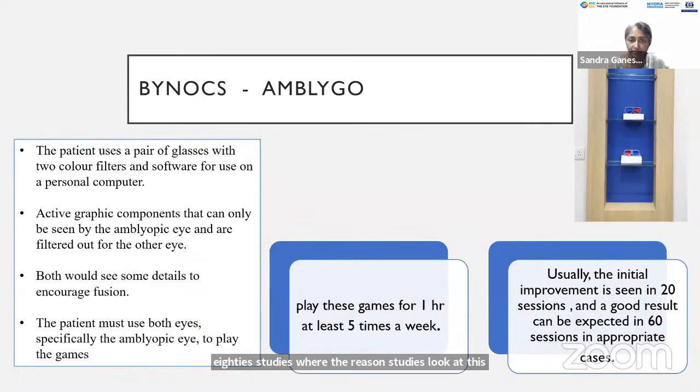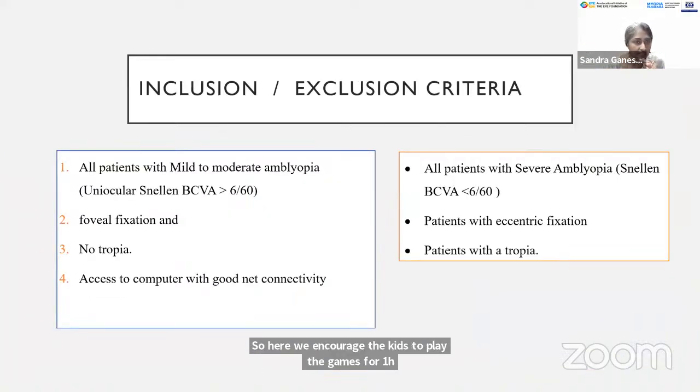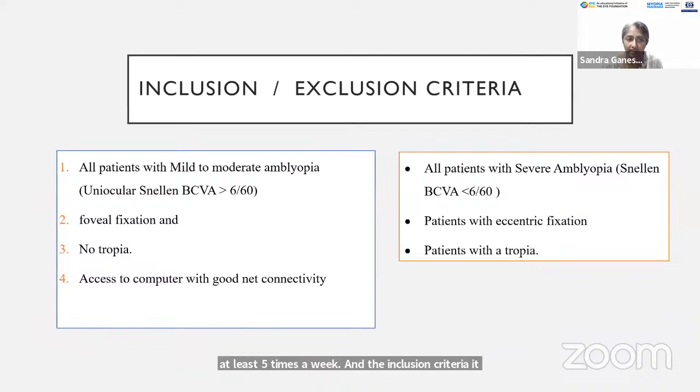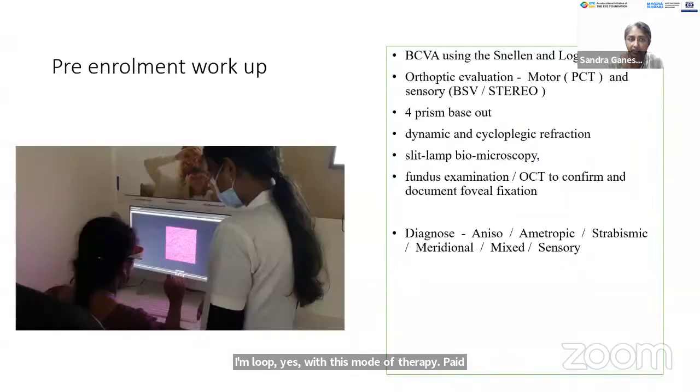My personal experience is more with the Binox Amblygo, which is a dichoptic therapy. Here we encourage the kids to play the games for 1 hour at least 5 times a week. On inclusion criteria, it works well in mild or moderate amblyopia. We have not found much success in severe amblyopias or in strabismic amblyopia with this mode of therapy. The prerequisites are foveal fixation, no tropia, and access to a computer with good net connectivity.